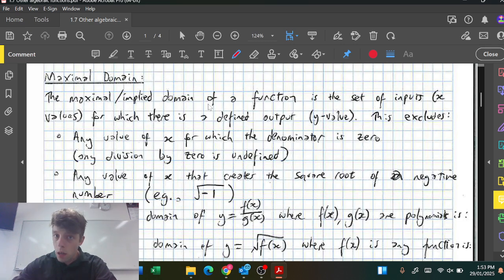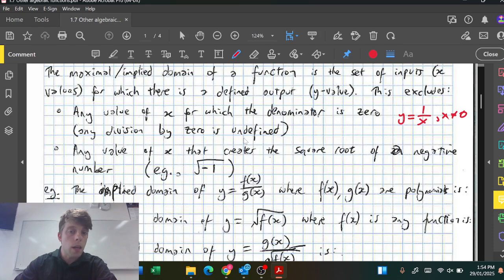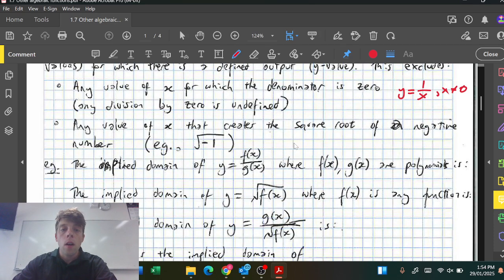What you need to be careful of whenever we're dealing with functions is just two things. Are there any values of x for which the denominator is 0? We are not allowed to have this value down the bottom. If we have the equation y equals 1 over x, for example, the value of x cannot be equal to 0 because we're not allowed to divide by 0. Any value for which the denominator is 0 is going to be undefined, and also any value that creates a square root of a negative number, for example, negative x.